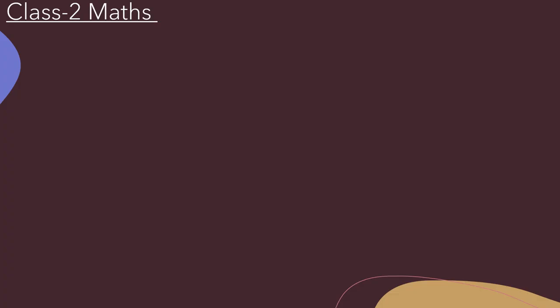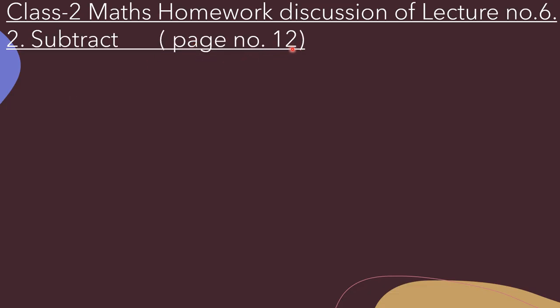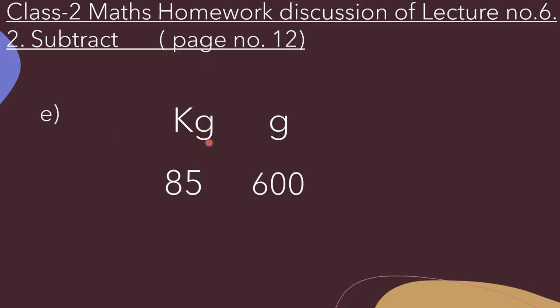Now beta, the homework solution of lecture number 6. So I had given you sums of subtraction of page number 12. Okay. Question number 2 part E. So here it is given kilograms and grams: 85 kilograms 600 grams and 20 kilograms 210 grams. Now we have to subtract these numbers.